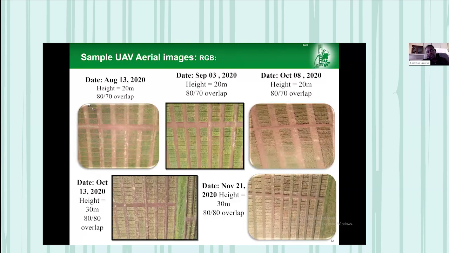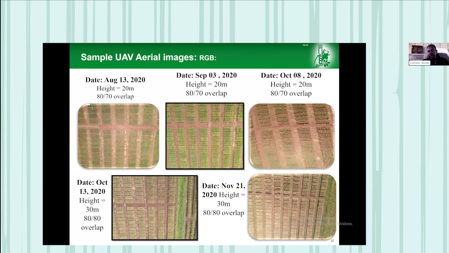So actually, these are just sample randomly selected RGB images at different growth stages, which we took during August, September, October, and November. As you can see in the picture, during August it was really at an early stage, and the greenness and the maturity were not that much. Then mainly in September, we can see a very good development, and plots are clearly visible.